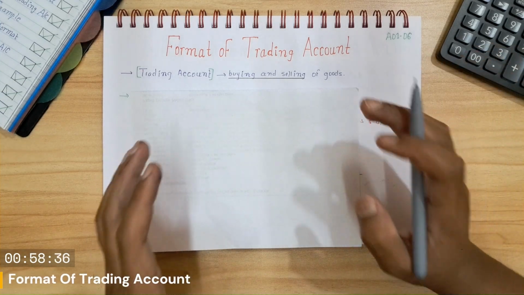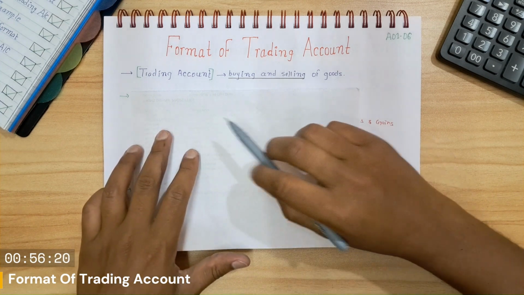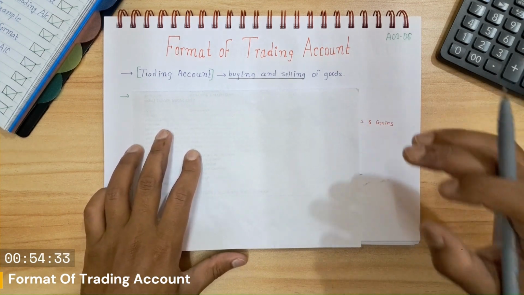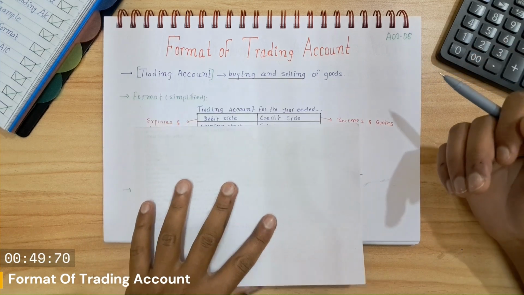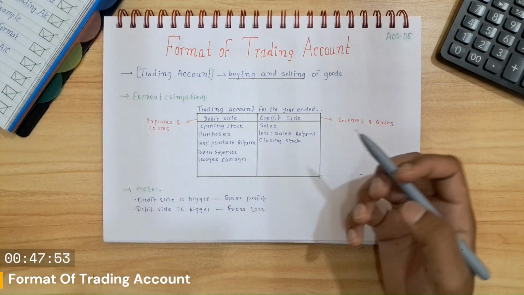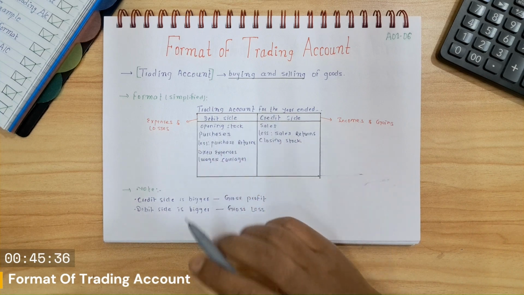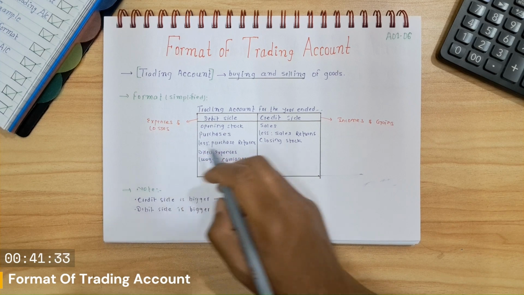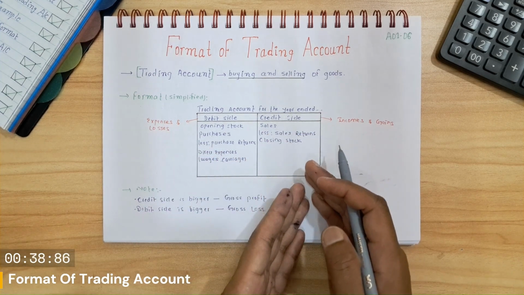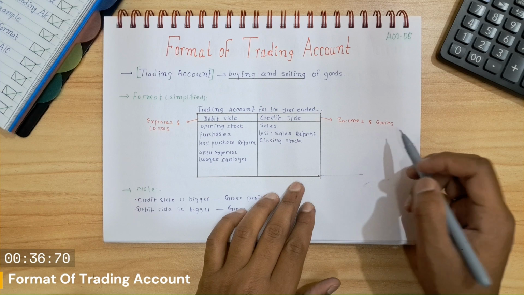See the format of the trading account. The trading account focuses on the buying and selling of goods. Let's see the format. Here, trading account for the year ended, the debit side, which is also called expenses and losses, and the credit side of the trading account, which is also known as incomes and gains.